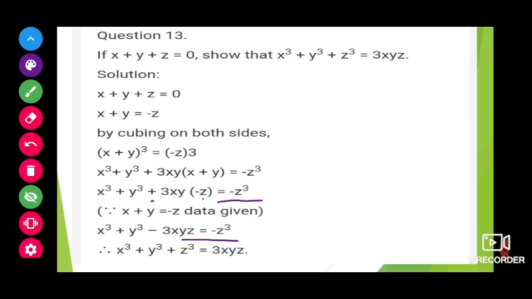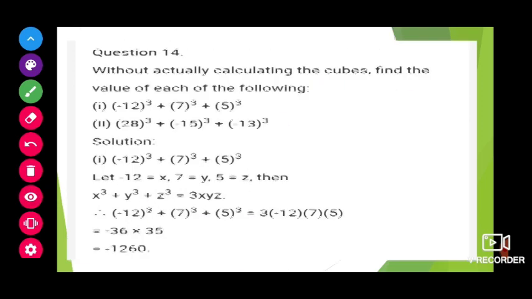Now bring minus z cube to this side, it will become plus z cube minus 3xyz; if it goes to that side, plus 3xyz. That's it. We have shown the given thing, whatever they asked.